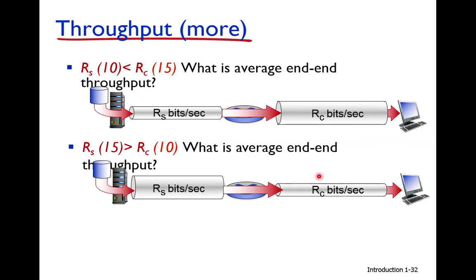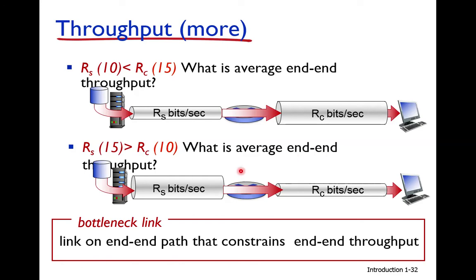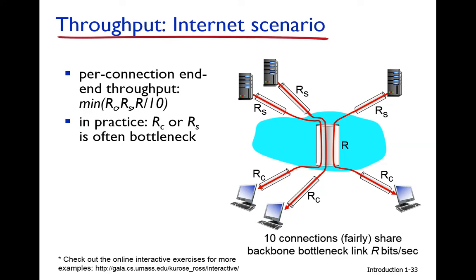So the link on the path which has the least bandwidth will determine the throughput, the data rate at which data is ultimately received by the receiver. This link is called the bottleneck link. The bottleneck link is the link on the path which has the lowest bandwidth, and according to that bandwidth, the data rate will be received at the receiver. And sometimes a link is shared by multiple users.